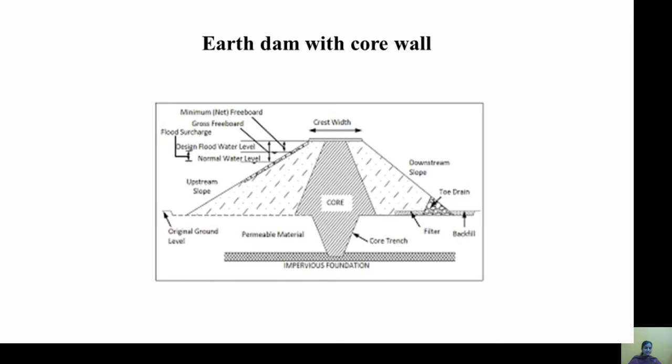Here you can see an earth dam with a core wall. So this is the core wall. It is a thin core wall. You can see the maximum level. This is the freeboard. And this is the flood flow edge level. This is the crest width. And here is the downstream slope. Here the earthen dam is built upon an impervious strata, an impervious foundation.